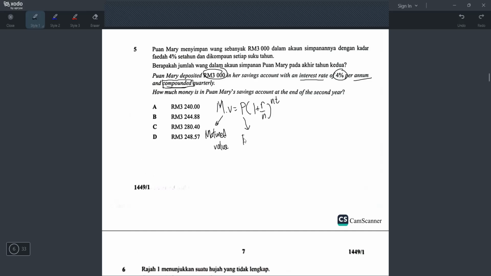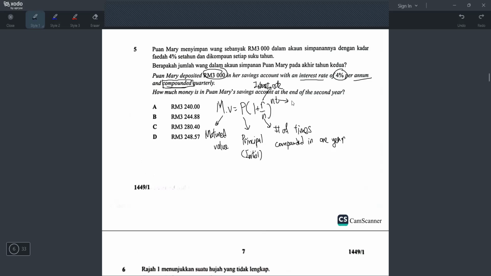Then what is P? P will be the principal, or you can say the amount that you have in the beginning, the initial value, the starting savings amount. And then 1 is just 1, nothing to explain. R will be the rate, or to be more specific, the interest rate. And then next will be N. N is the number of times compounded in 1 year. And then the last thing is T.